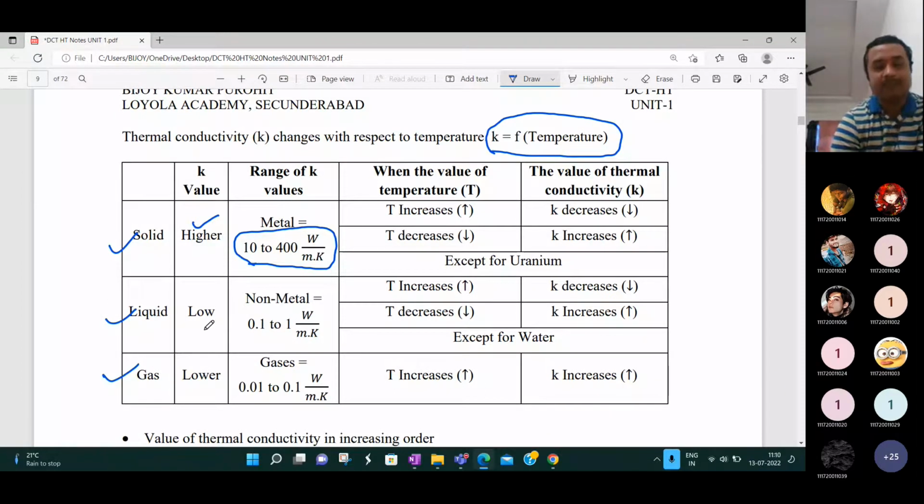Then for liquids, or you can say non-metals, the range of thermal conductivity will be between 0.2 to 1 watt per meter Kelvin.